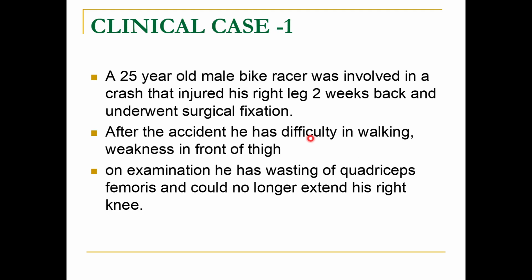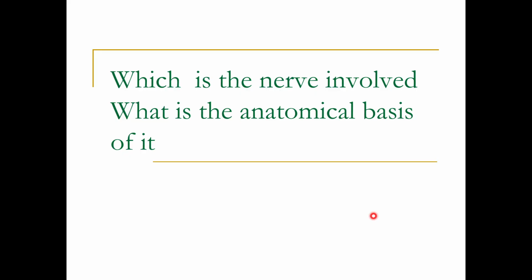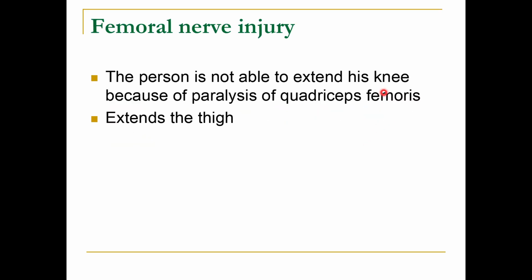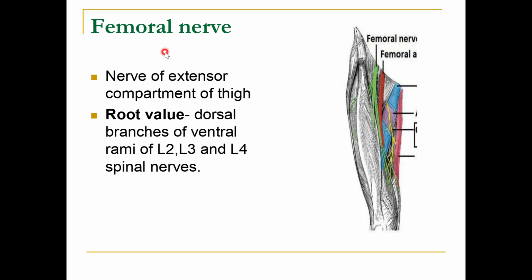In this condition, we can see three important things. One is weakness in the front of thigh. There is wasting of quadriceps femoris and the person is not able to extend his right knee. So what is the anatomical basis of this condition and which is the nerve which is involved? The nerve which is involved is the femoral nerve, and the person is not able to extend his knee because of the paralysis of quadriceps femoris. Quadriceps femoris extends the knee and it is supplied by the femoral nerve.